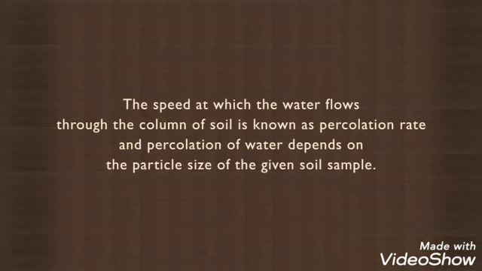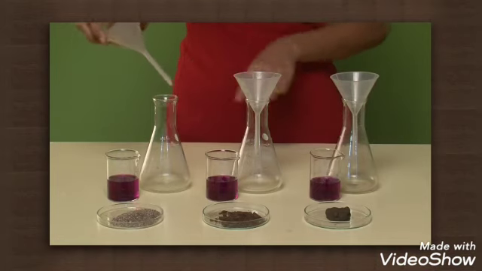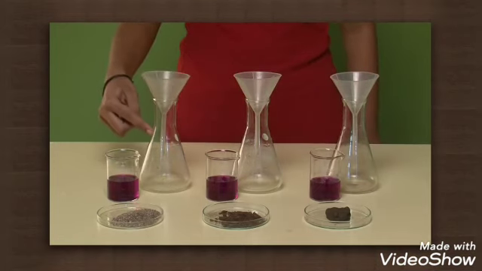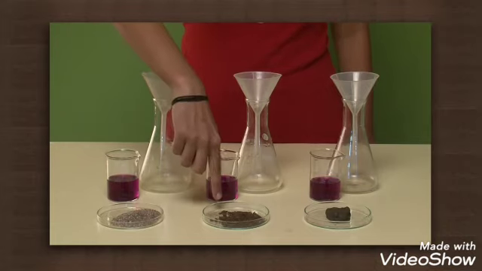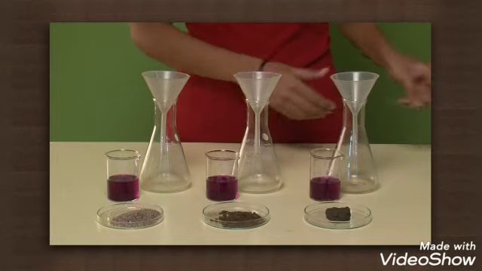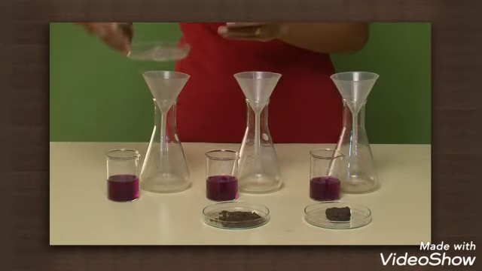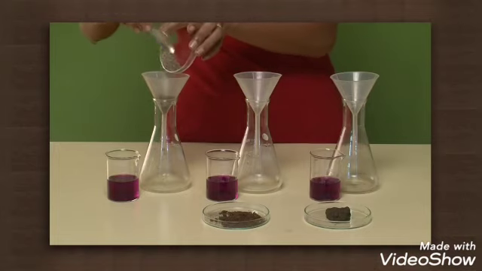Let us see. For this we need 3 funnels having a cotton plug at the end, conical flasks, 20 grams each of sand, loamy soil and clay, and 3 beakers with 50 milliliters of colored water. Put the sand in the first funnel, loamy soil in the second, and clay in the third.